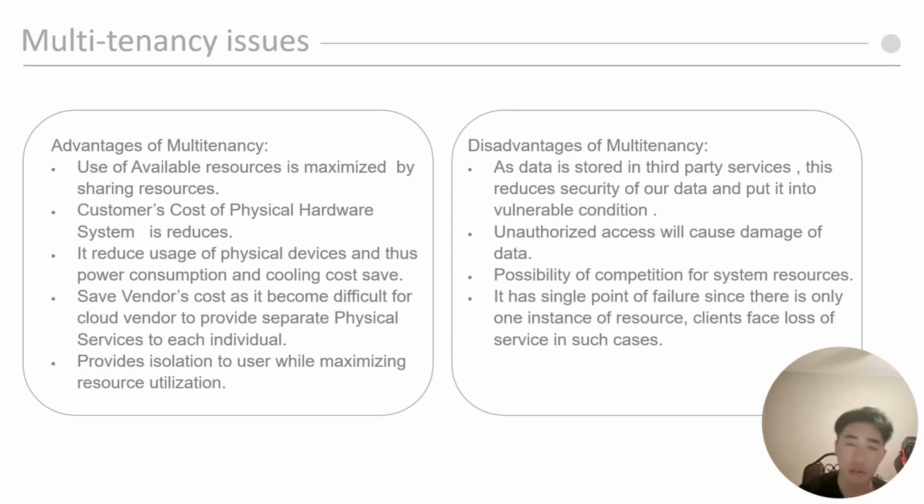The last element is multi-tenancy issues. Multi-tenancy is a type of software architecture where a single software instance can serve multiple distinct user groups. It means that multiple customers of a cloud vendor are using the same computing resources, but the data of each cloud customer is kept totally separate and secure. It is a very important concept of cloud computing. So it has advantages and also disadvantages, and they are very obvious in this field.